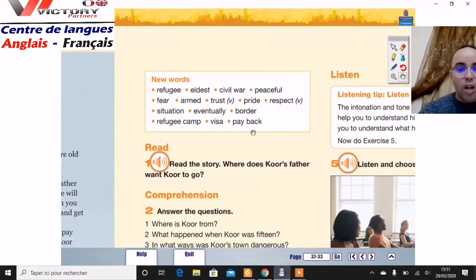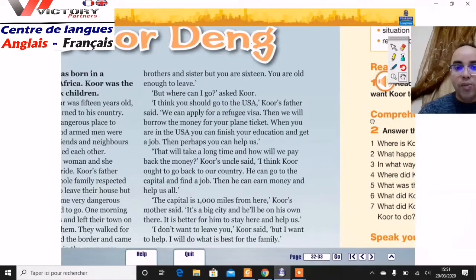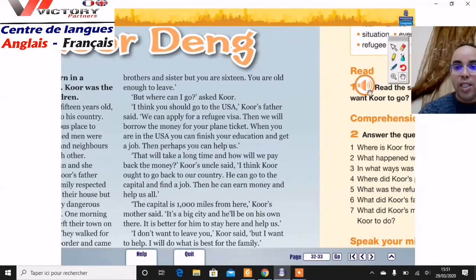Good. Here you have a box of some new words. I want you to use your dictionary or the internet to look these words up, to find the meaning of these words. Then I want you to read the story and answer this question: Where does Cour's father want Cour to go? Let's listen first to this story and then answer that question.